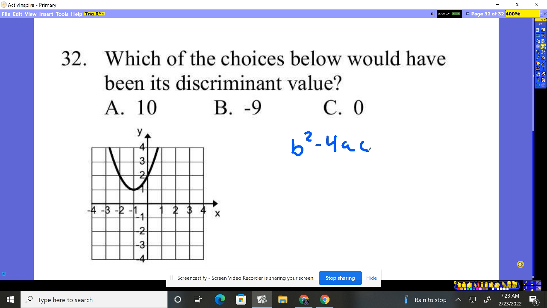Well, here's our graph. Did this guy ever touch? And solutions means, where does it hit the x-axis? Does this guy ever hit it? It never hits it. So what would have been in this b squared minus 4ac that would make it not hit it? Oh, it had to be a negative number. That means it was choice B.